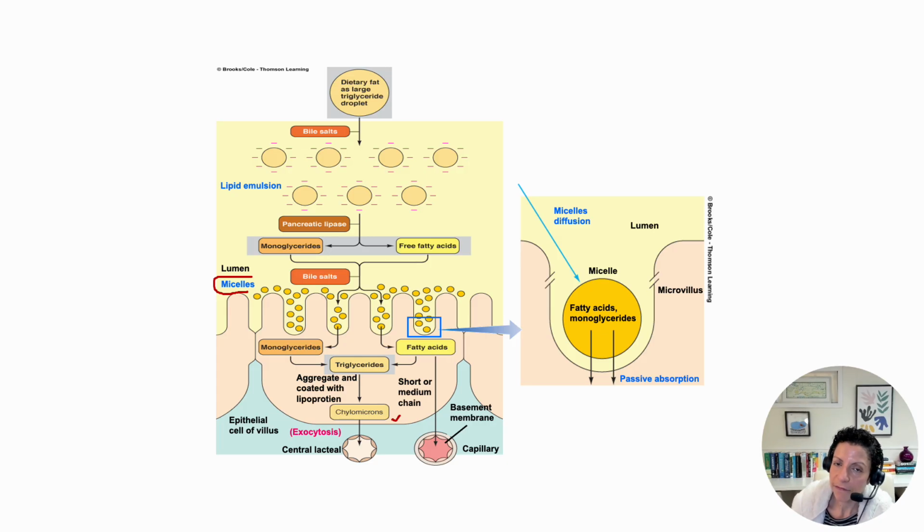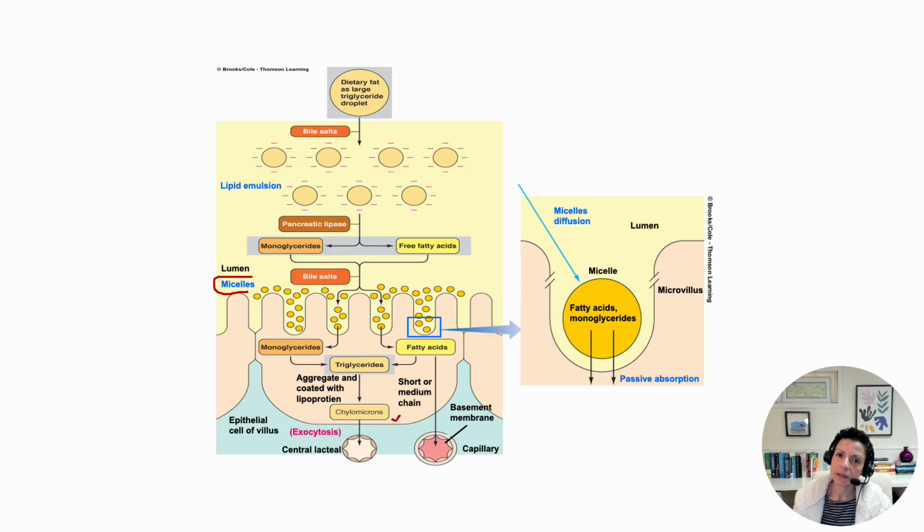Now, some fatty acids within the mucosal cell can actually cross the other side and get directly into underlying capillaries, but mostly the monoglycerides and the fatty acids are reforming triglycerides, getting repackaged into chylomicrons, and then those chylomicrons enter the central lacteal. Okay. And those chylomicrons, those lipoproteins, are the way that triglycerides get delivered throughout the body.